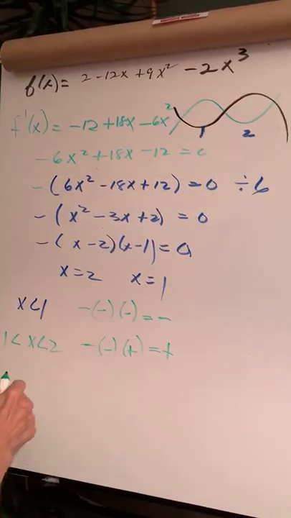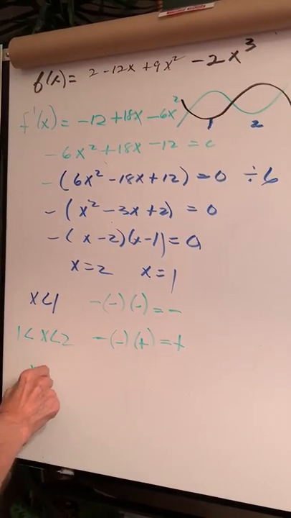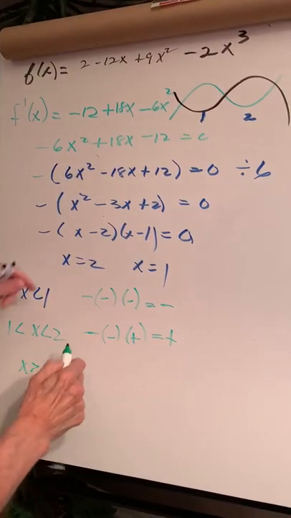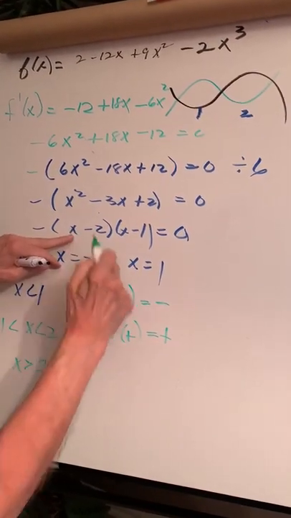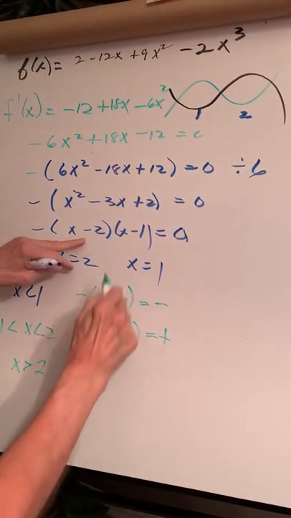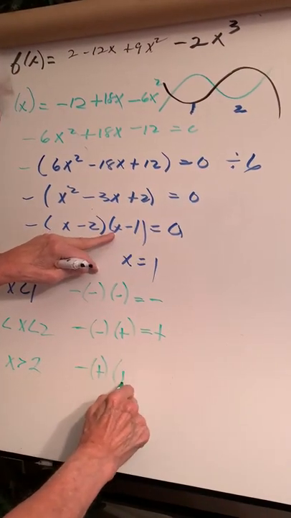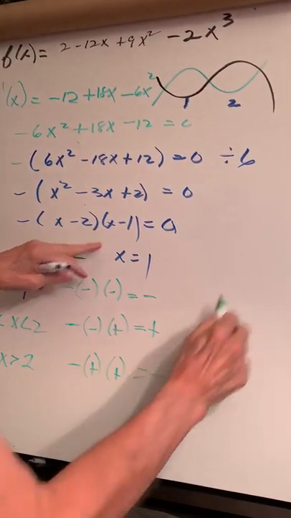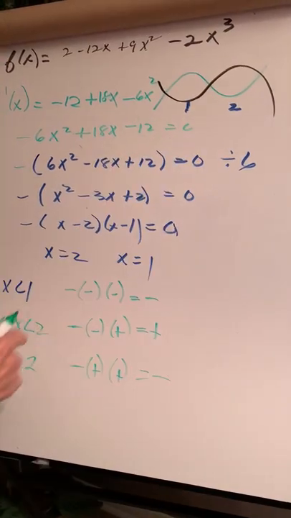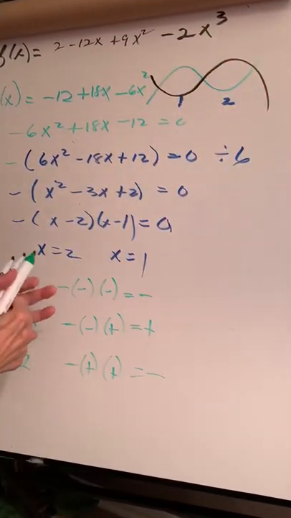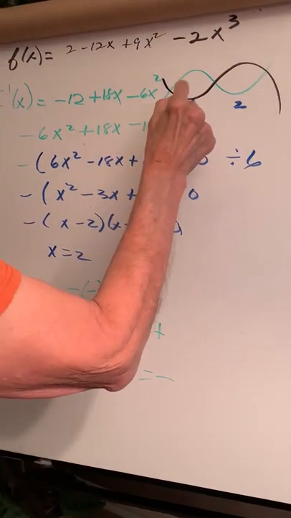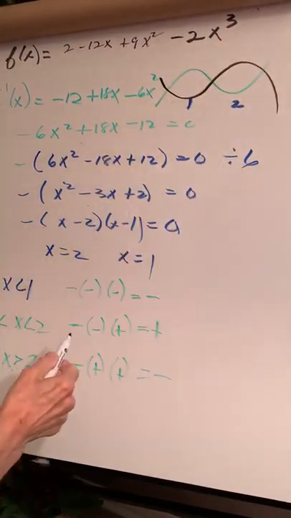And if we pick x greater than 2, like let's say 3, this is negative. 3 minus 2 is positive. 3 minus 1 is positive. One negative makes it negative. So the curve is this one over here. So we can see that we have a minimum at 1, and we have a maximum at 2.